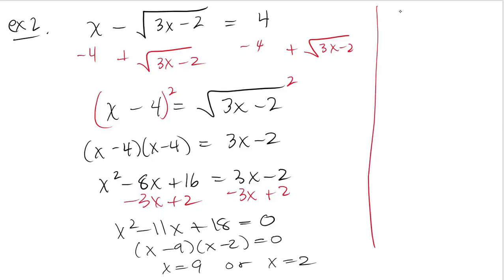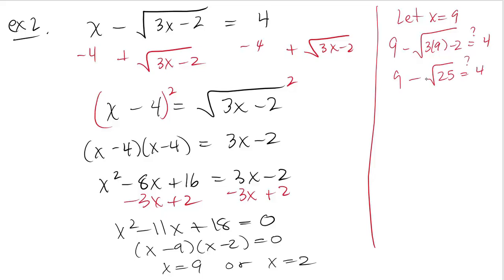If I check x equals 9, I get 9 minus the square root of 3 times 9 minus 2, and that's supposed to be equal to 4. Well, 3 times 9 is 27, and 27 minus 2 is 25. And remember, this notation means principal square root. The principal square root of 25 is 5, so this is 9 minus 5 equals 4. And yeah, that's right. 9 works.